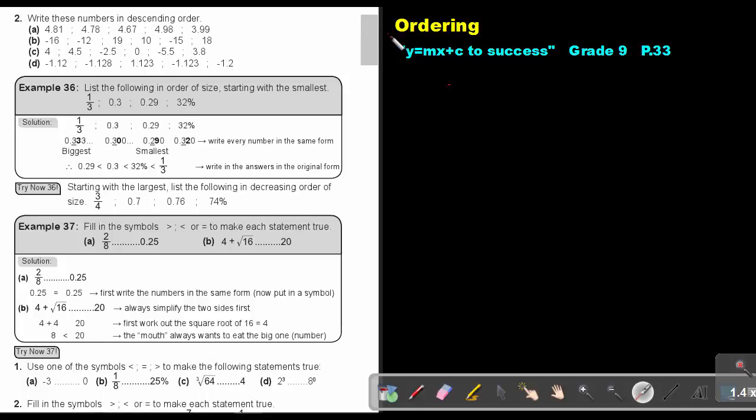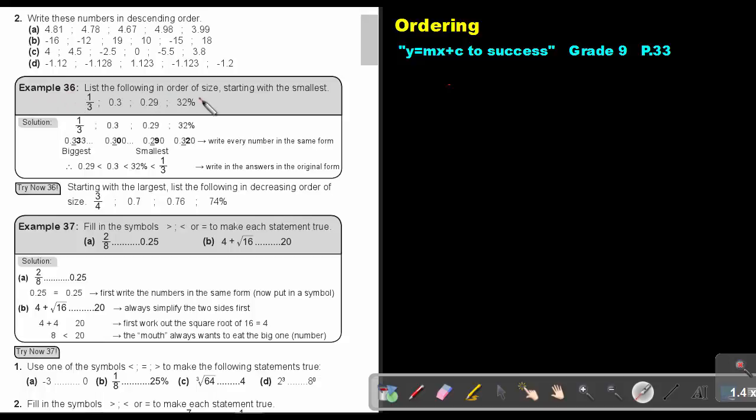Part 27. We are going to continue with ordering. You will find this on page 33 in the Namibian Mathematics Grade 9 textbook, Y equals mx plus c to success. Let's look at example 36.